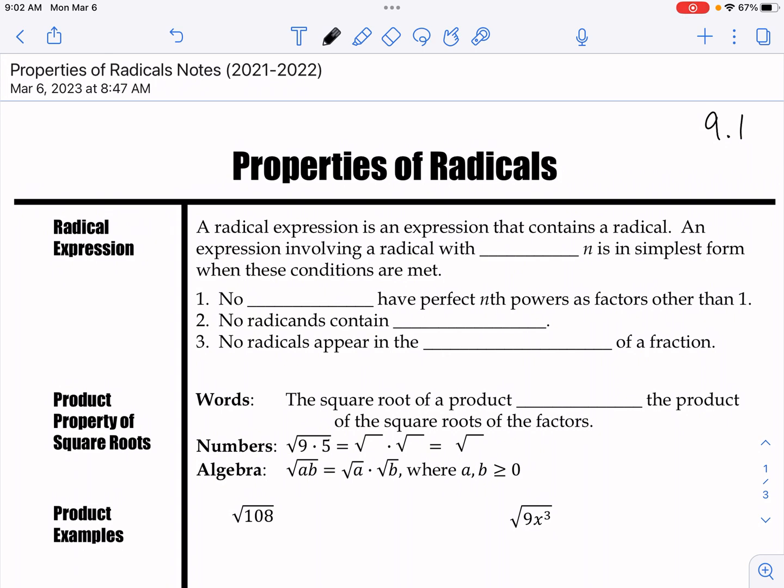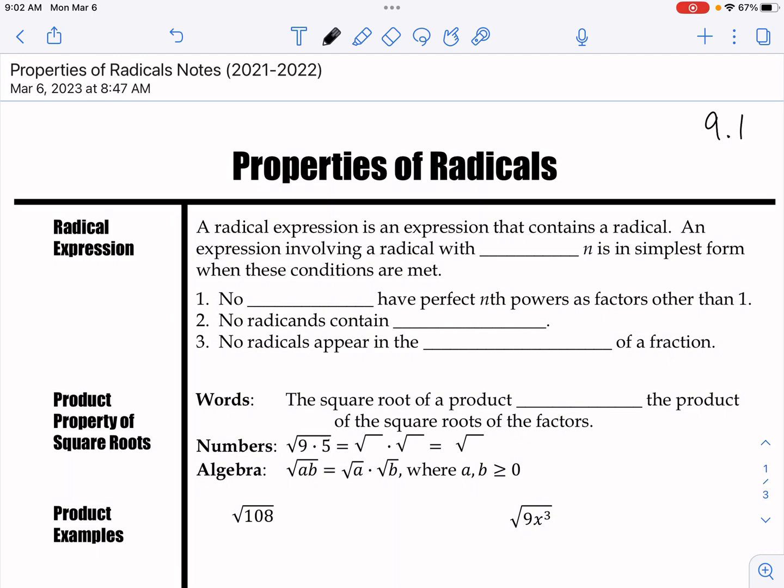We have done some stuff on radicals, right? We've done simplifying square roots, and we've worked on rational exponents. That's all in previous chapters. But what are the various properties that radicals have when you simplify them? Okay, so the first thing is, what is a radical expression? A radical expression is an expression that contains a radical.